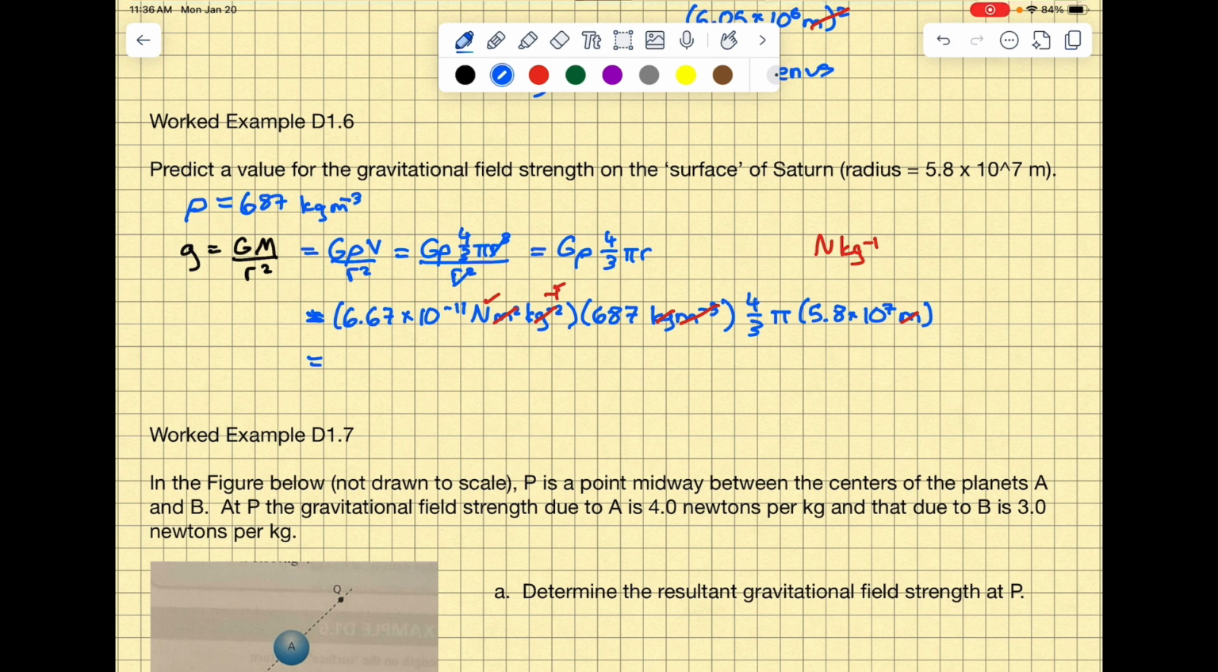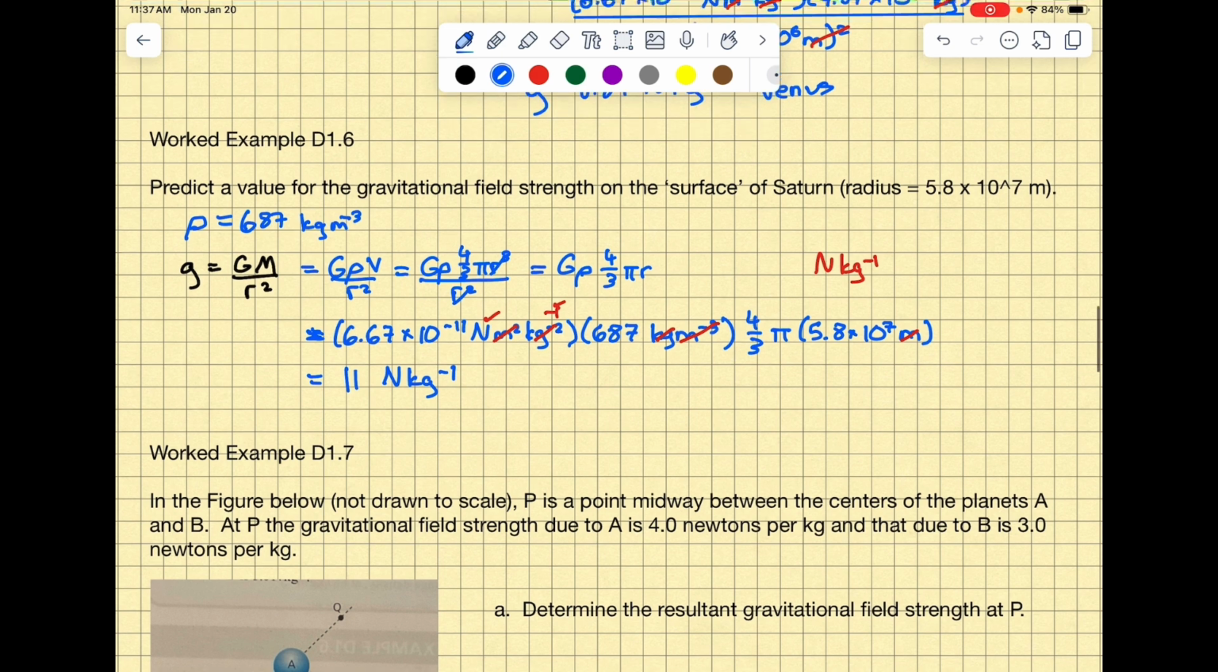So it's going to be 6.67 times 10 to the minus 11 times 687 times 4/3 times pi times 5.8 times 10 to the 7. And this equals approximately 11 newtons per kilogram. Okay. According to the accepted value of 10.4, we're in the ballpark there.